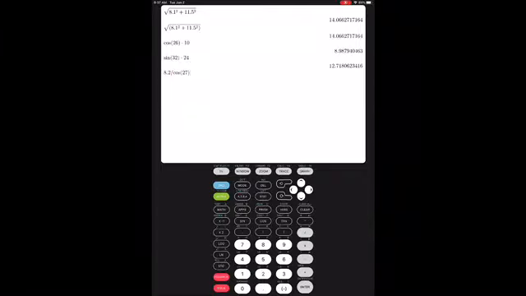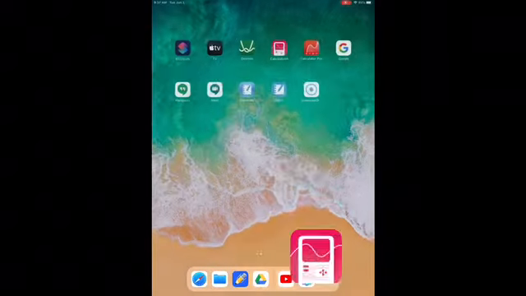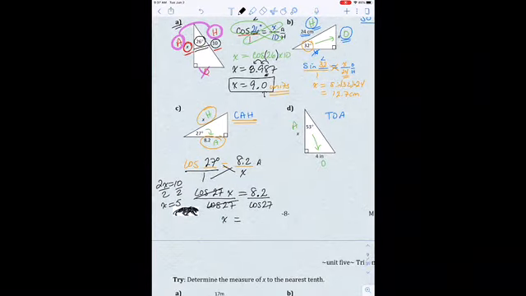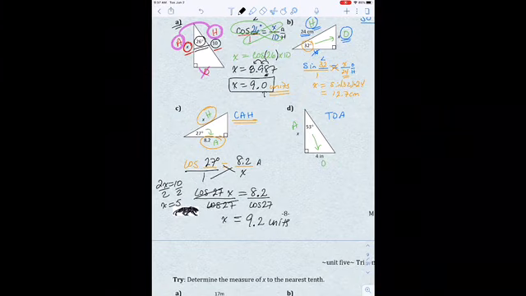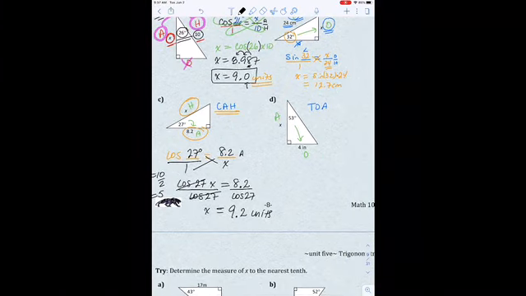We just plug it in just like that, is 9.2. And so our answer here is 9.2 units, whatever those units might be. Let's look at the last question.